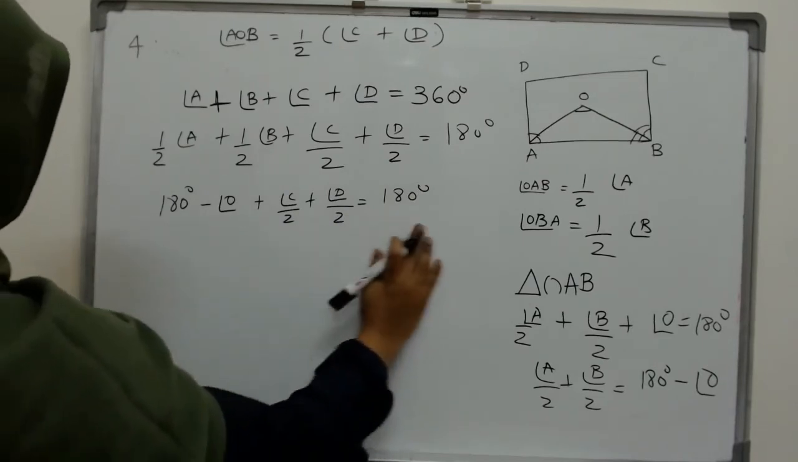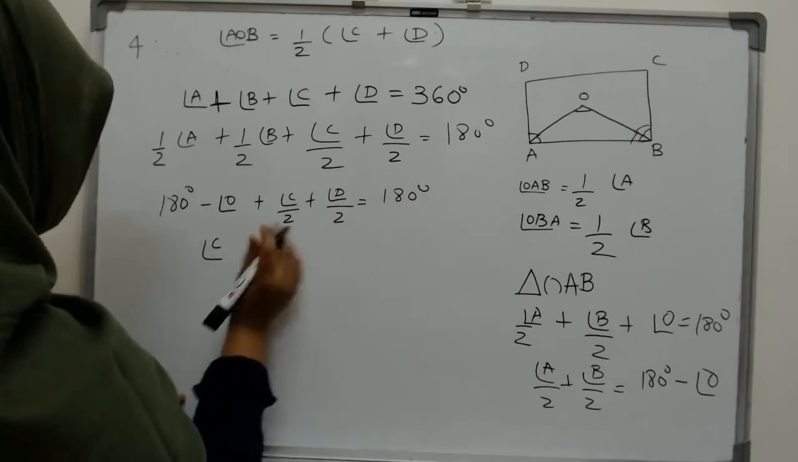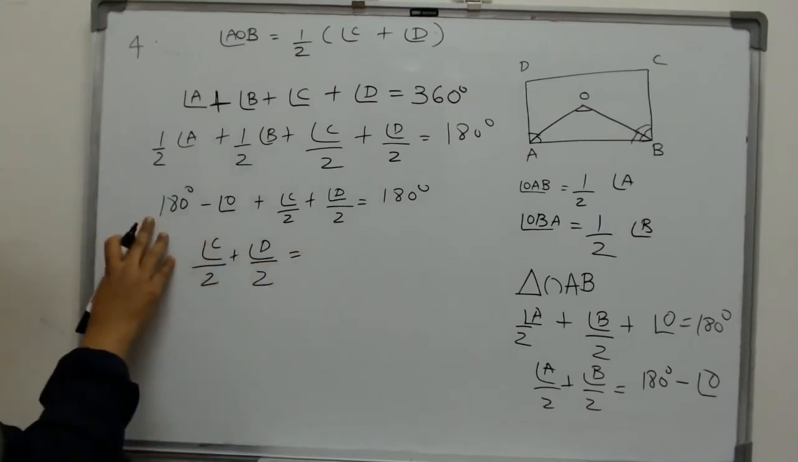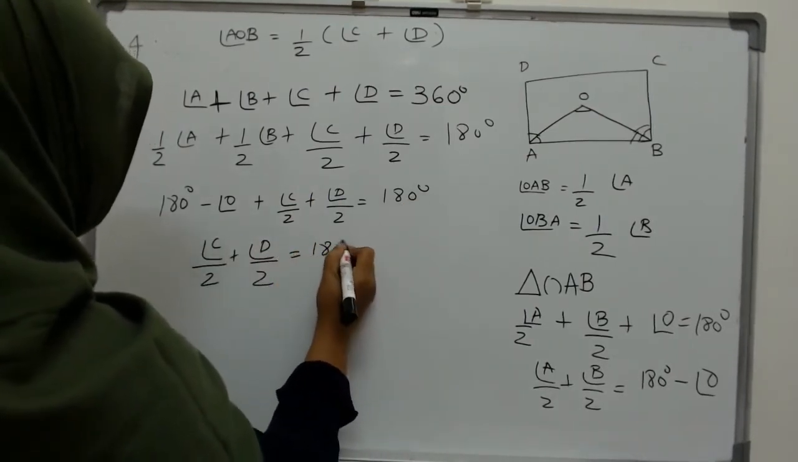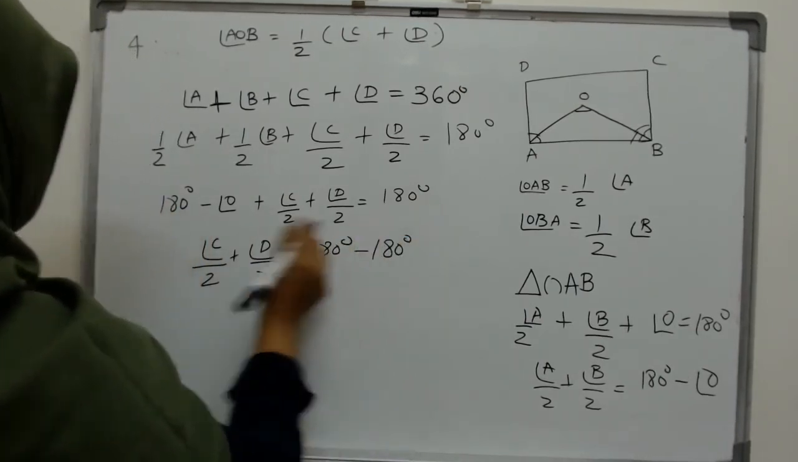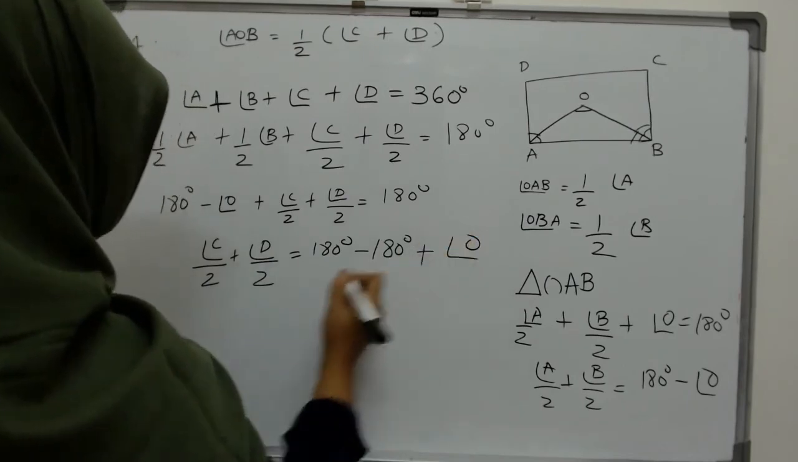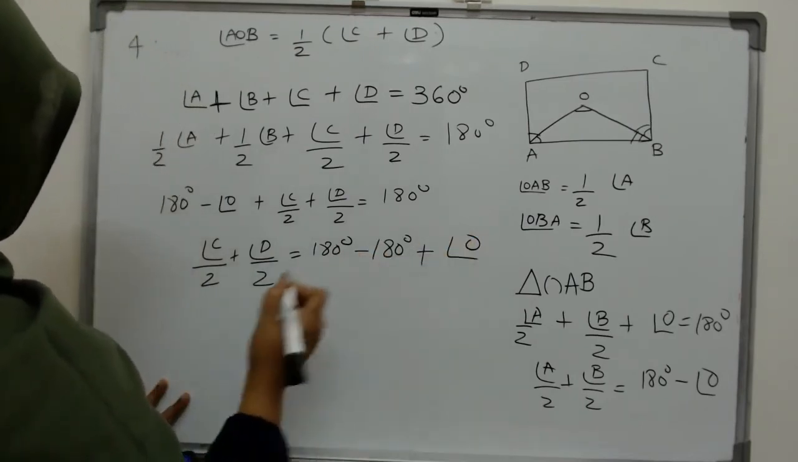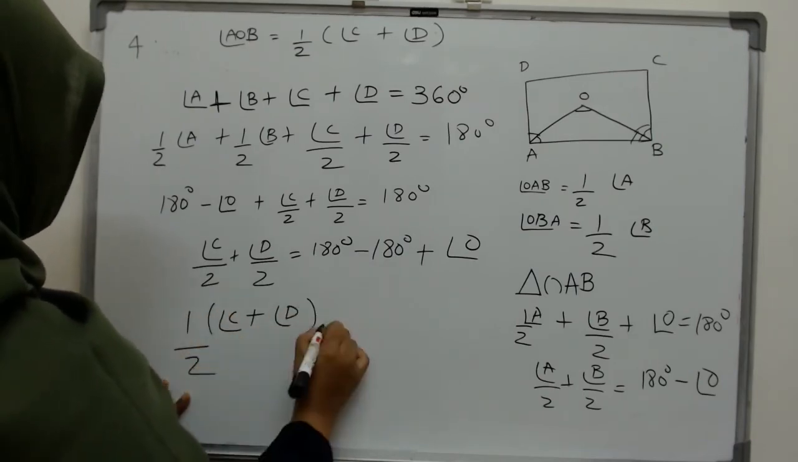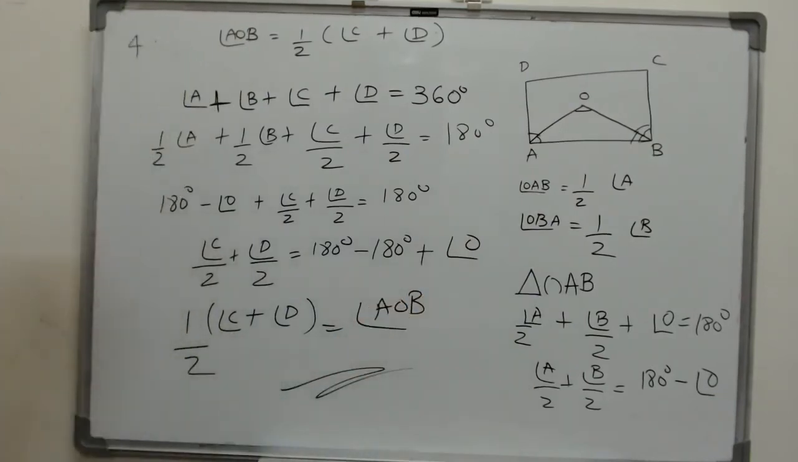So, shall we take all of these terms? Just leave these two terms here and take the rest over there. So it is plus here, already 180 is here. So when we take this 180 to this side, it becomes minus 180. And if we take minus angle O to this side, it becomes plus angle O. So 180 degrees minus 180 degrees is 0. So we have half of angle C plus half of angle D is equal to angle AOB. Let's go to the next question.